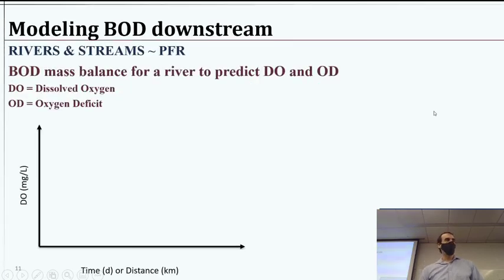From there, we want to know how that's going to impact downstream. If we discharge into a river, what happens a couple miles downriver, or how long is it going to take before we no longer have an effect of the wastewater that we added? That's going to bring us to this modeling component, where we're looking at the dissolved oxygen deficit, or what we could call the dissolved oxygen sag curve.